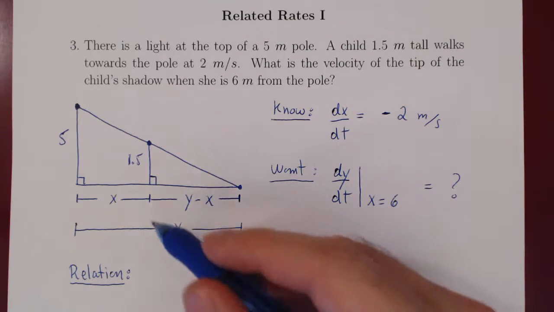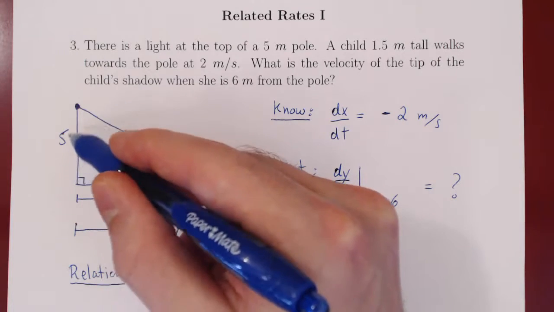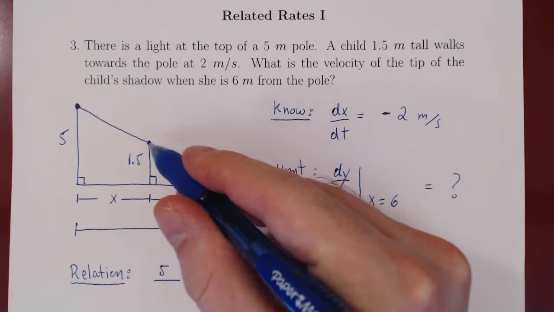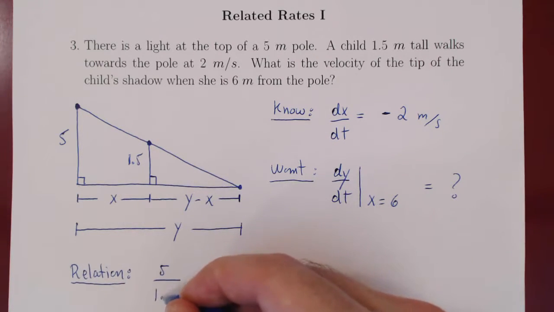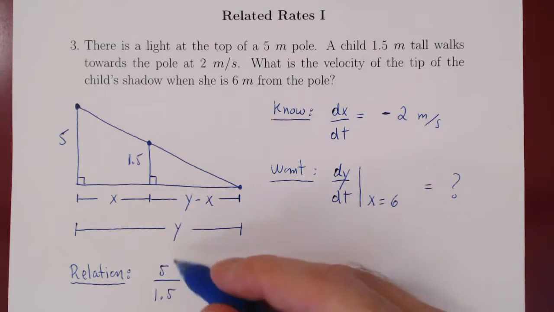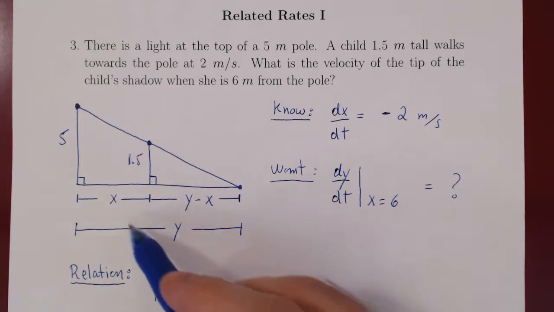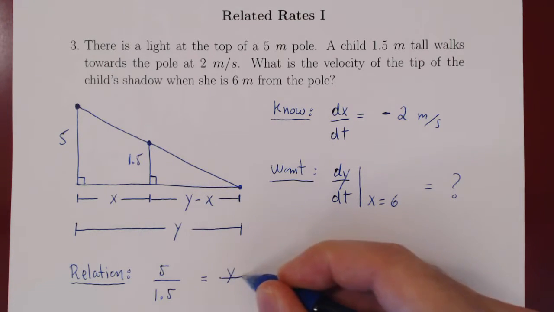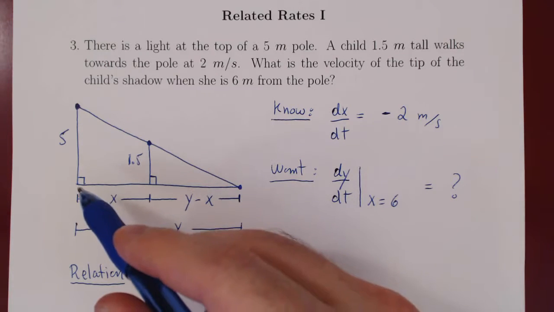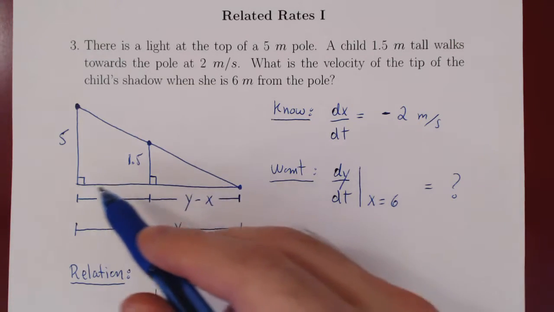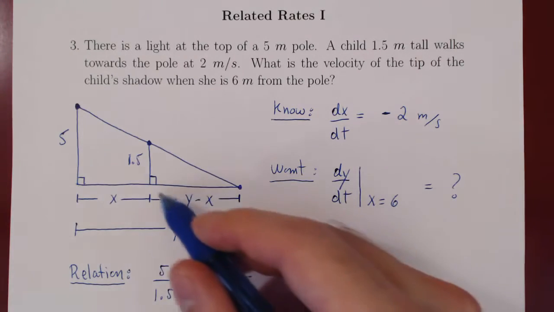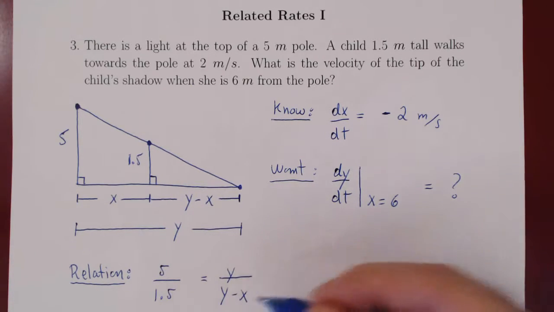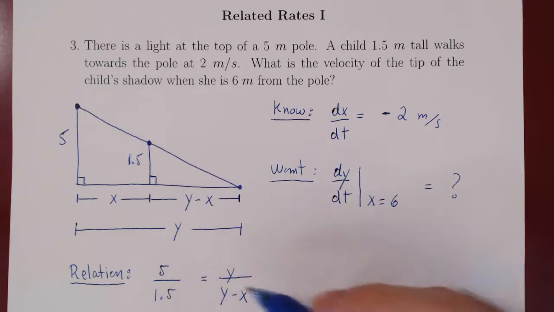So if we take the height of the bigger triangle, dividing this by the height of the smaller triangle, 1.5, this ratio will be the same as the ratio of the length of the bigger triangle, which is y, over the length, the base, right? This is y, the base of the larger triangle, over the base of the shorter triangle, which is y minus x. And now we have a relation. We have related y with x, right?